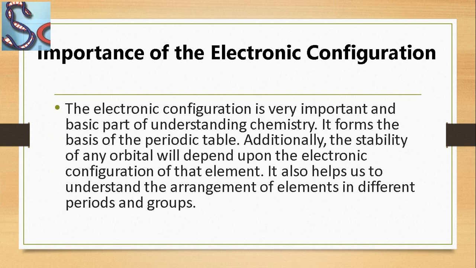Importance of electronic configuration. Electronic configuration is a very important and basic part of understanding chemistry. For higher chemistry, the base will be electronic configuration. It forms the basis of the periodic table. Additionally, the stability of the atom, ion, and orbital depends upon the electronic configuration of the element. It also helps us understand the arrangement of elements in different periods and groups, the nature of bonding, the nature of compounds, and chemical formula formation. All these require the basics of electronic configuration.